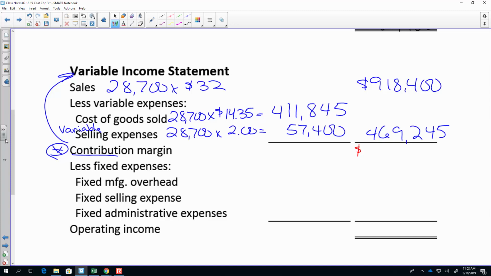My fingers aren't working. Okay. I get there. 449,155. 449,155. Are we good so far? Everybody agrees?